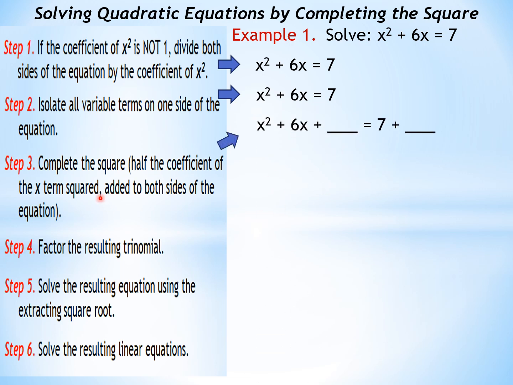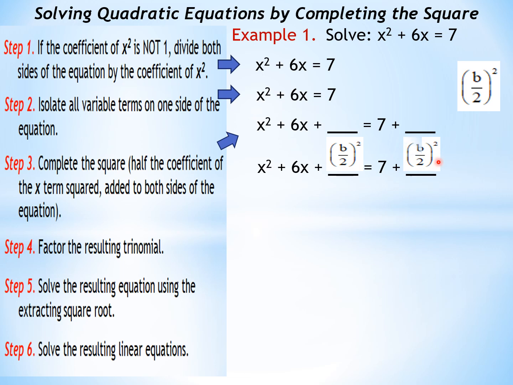Step number 3, complete the square. Sabi niya, half the coefficient of the x term squared. Ano ba yung x term natin? That is b. So yung formula natin, the quantity of b divided by 2 squared, kasi sabi niya, half. Yan yung idadagdag natin para maging perfect square trinomial yung nasa left side natin. Kung anong dinagdag natin dito sa left side, dapat ganun din yung idadagdag natin dito sa right side. Ang tanong, ano ba ang value ni b?